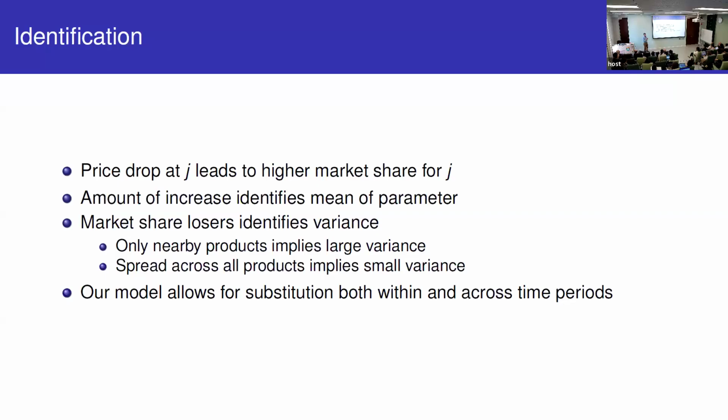The advantage of our model over BLP is that we can use where that market share came from across different periods. If a lot of people buying the product this period means fewer people buy the product next period, or fewer people buy similar products next period, that's useful variation in our model for identifying these parameters, where BLP could never make use of data across different time periods. That variation would never be useful for them. So our model allows for substitution both within and across time periods. That's the identification advantage of a dynamic model.